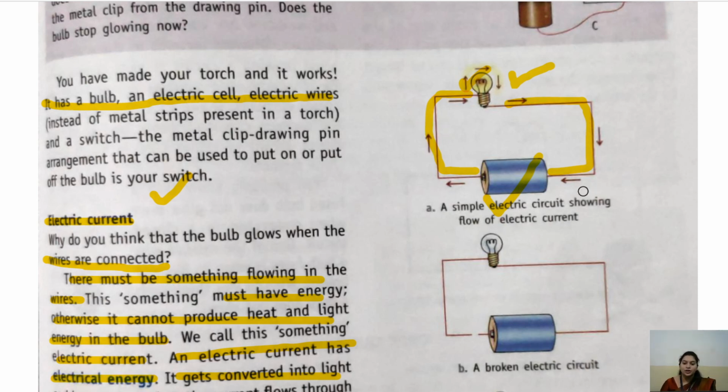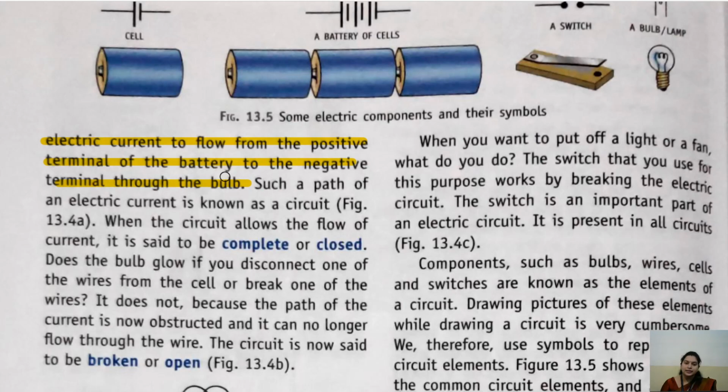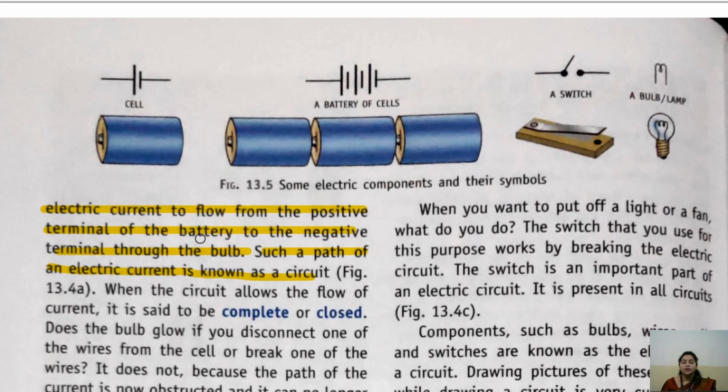किधर से किधर फ्लो कर रहा है? पॉजिटिव डायरेक्शन से नेगेटिव डायरेक्शन की तरफ फ्लो कर रहा है. ओके, एंड देन ओनली द इलेक्ट्रिक बल्ब विल ग्लो. सच अ पाथ ऑफ एन इलेक्ट्रिक करंट इज नोन एज सर्किट. ये जो कंप्लीट पाथ है, दिस इज कॉल्ड सर्किट. ओके, नाउ सर्किट कैन बी ओपन, इट कैन बी क्लोज्ड.